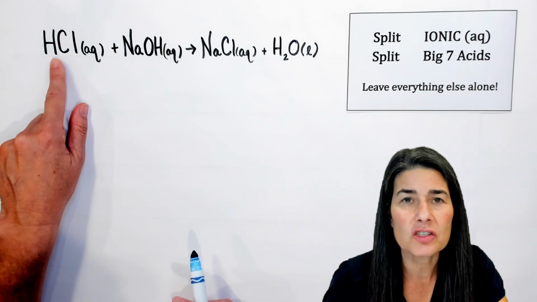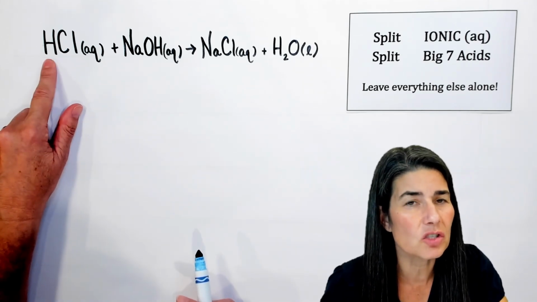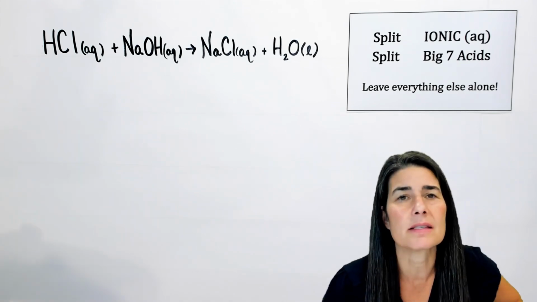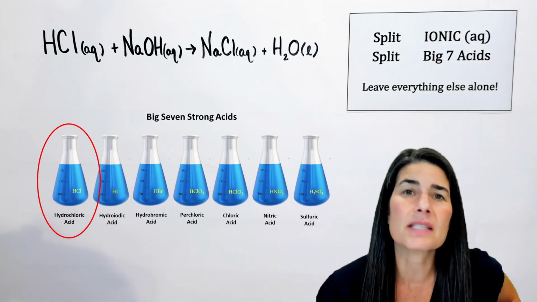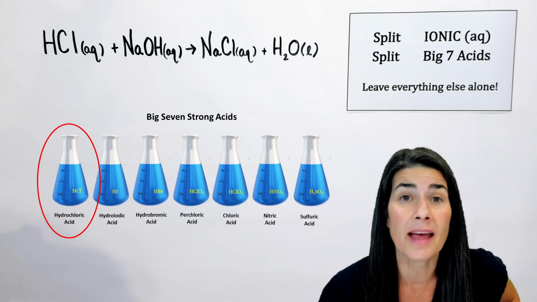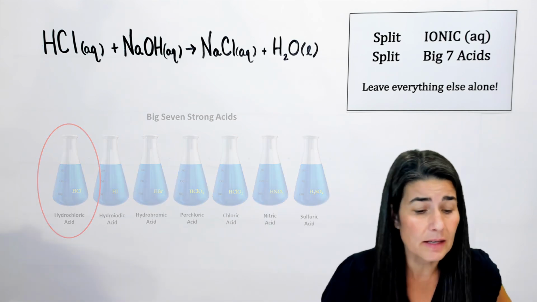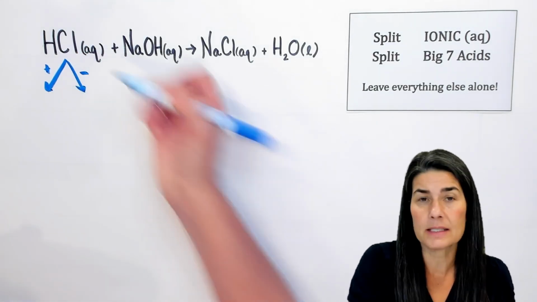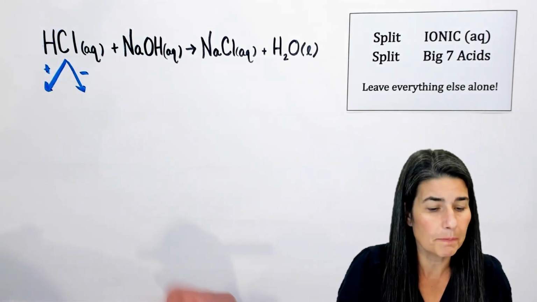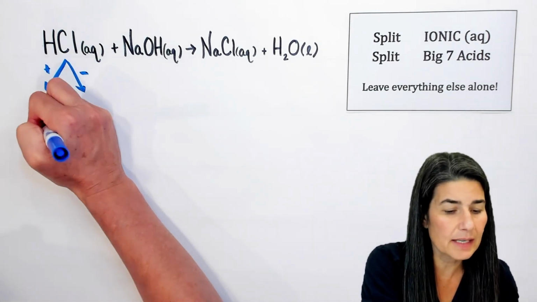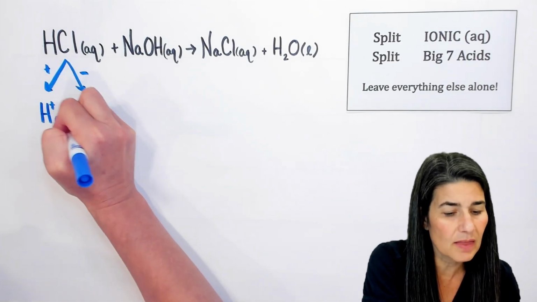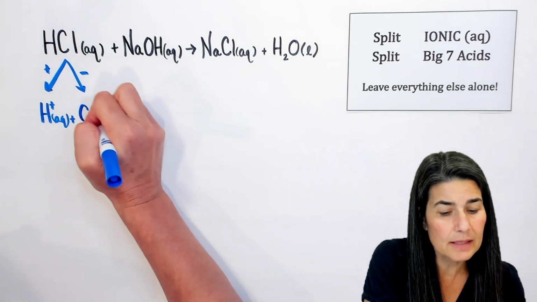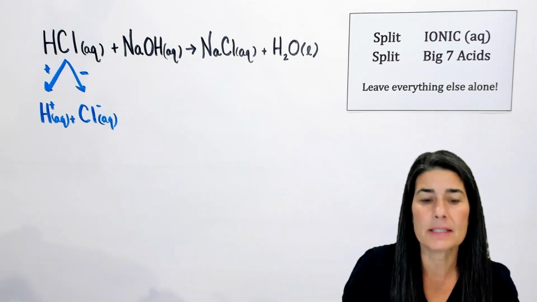So I start with HCl. I notice that this compound starts with the letter H. That identifies it as an acid. If you check your list of your big 7 acids, you'll notice that HCl is in fact a strong acid. Because it's a strong acid, it dissociates fully into the plus ions and the minus ions. So let's go ahead and split that apart. The plus ion from hydrochloric acid is H+. I'm going to go ahead and write that down. The minus ion from hydrochloric acid is Cl-. So we've split hydrochloric acid apart.